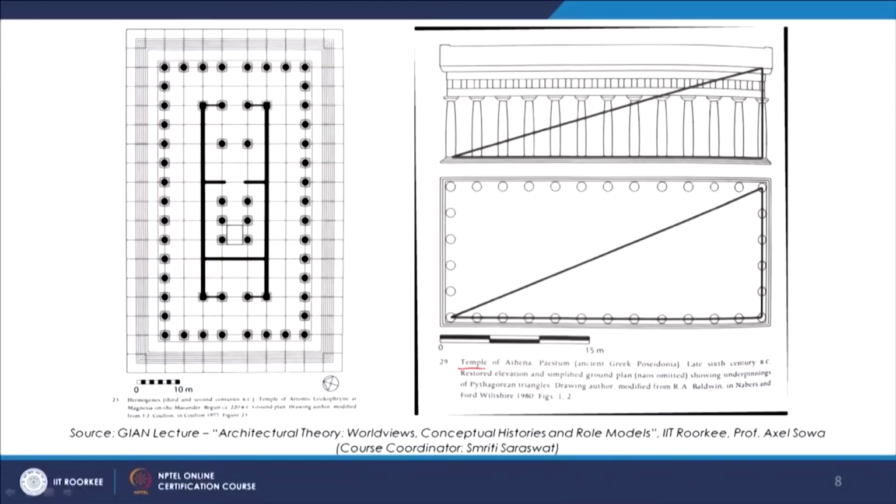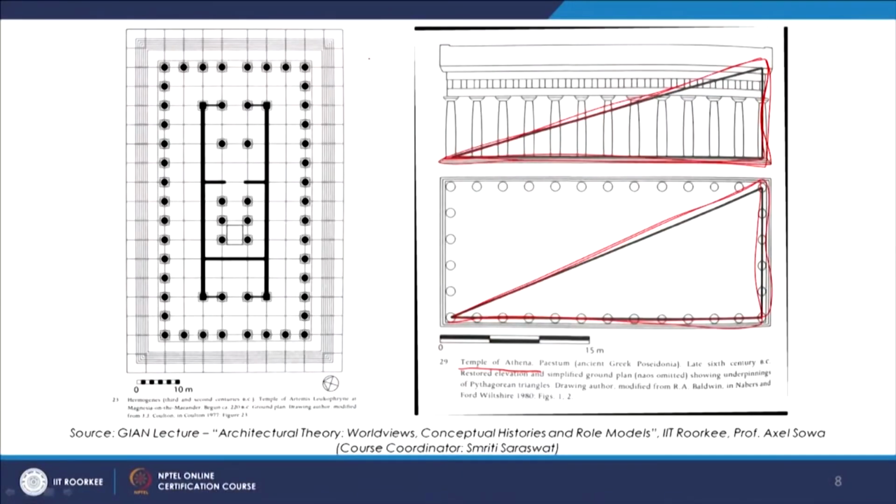This is another example, very famous temple of Athena, and again we see in the plan as well as in the elevation there is this system of Pythagorean triangles. The triangles that have been incorporated here to understand the proportion, to understand the relation between different components and to achieve a certain proportion system. Here if we see another temple, we see a system of grid which is being used here. So there is a grid which is followed and there is a system that is involved in the making of it.